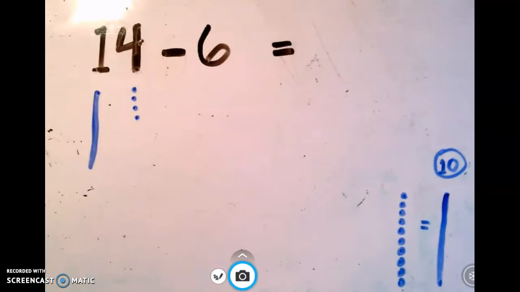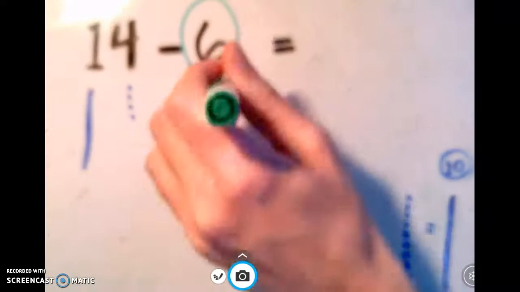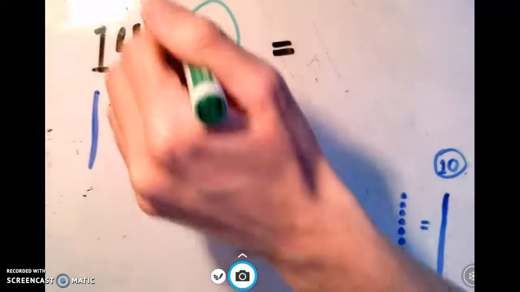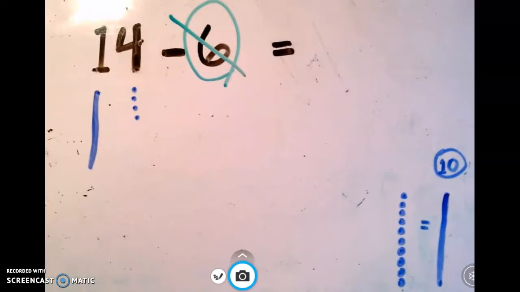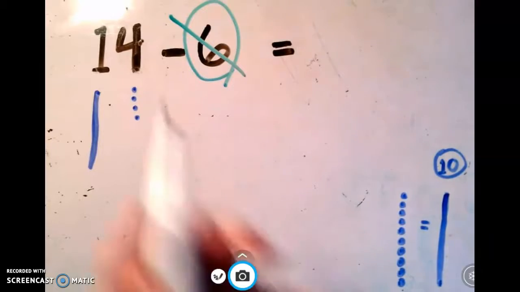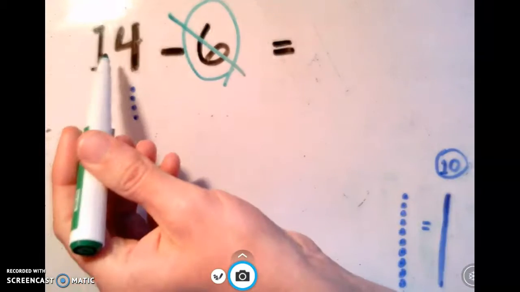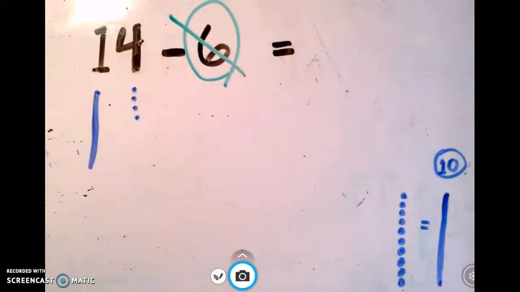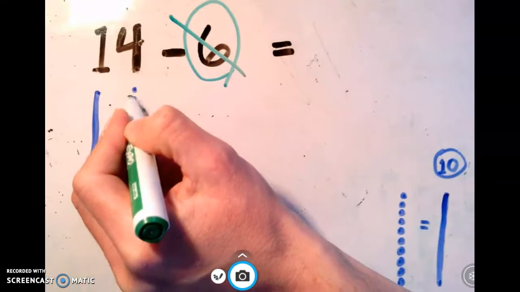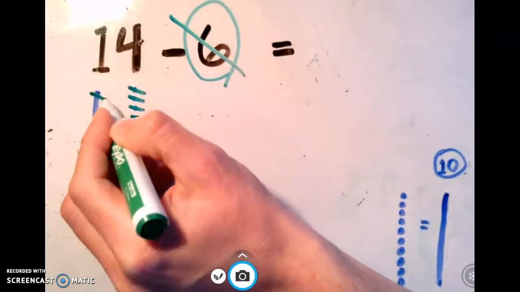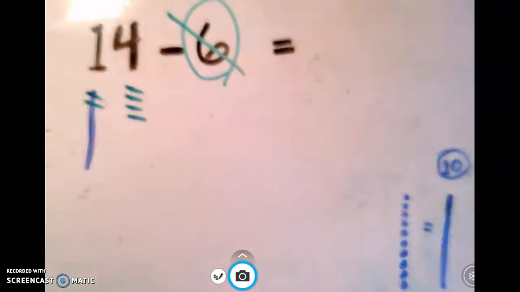Your next step is to look to see how much you have to subtract from it. In this case, we're subtracting 6, and it's a good visual to cross it out to remind yourself that's what you're doing with the base 10 blocks, because you're taking 6 away from 14. Let's cross 6 out from 14. 1, 2, 3, 4, 5, 6.